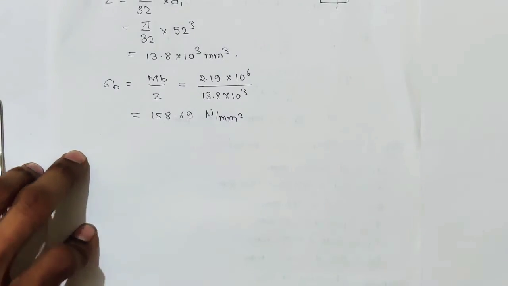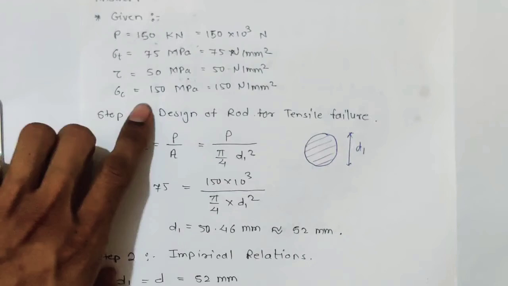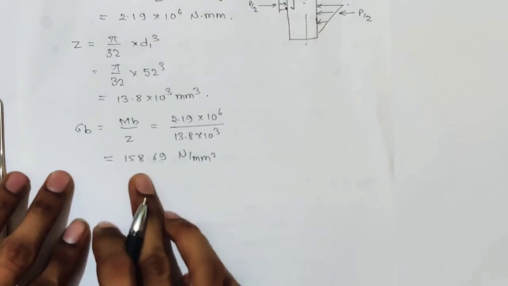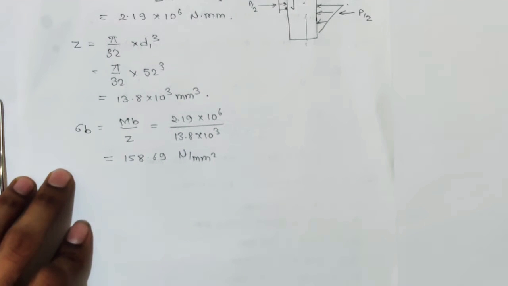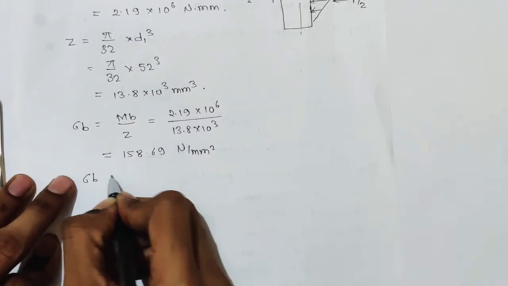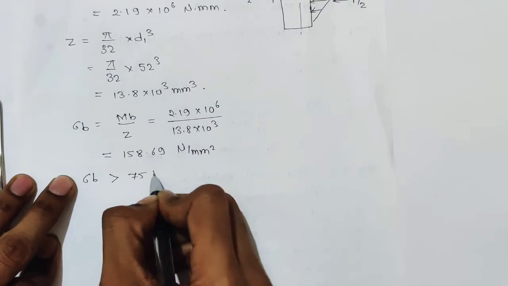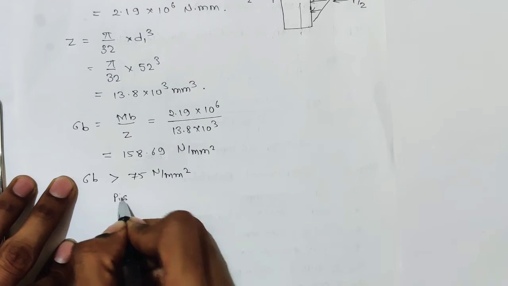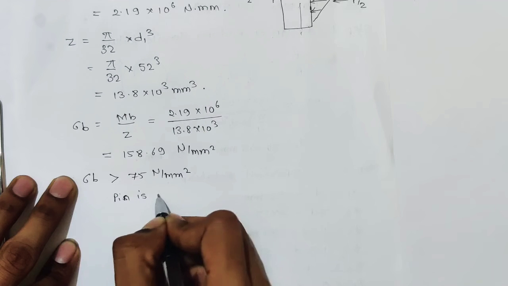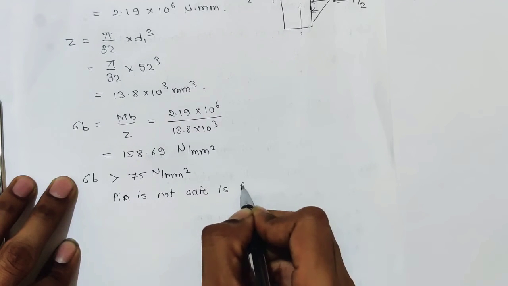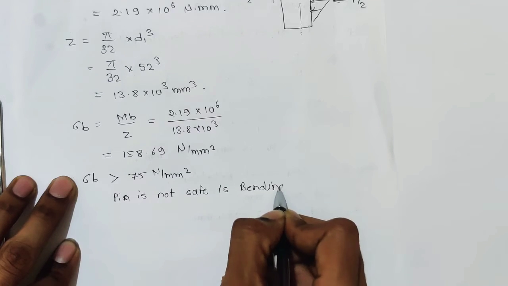Okay, so now what is the sigma T value? It is 75. And what is sigma B value? 158.69. So sigma B is greater than 75 Newton per mm square. So the pin is not safe in bending. Now it is failing in bending.